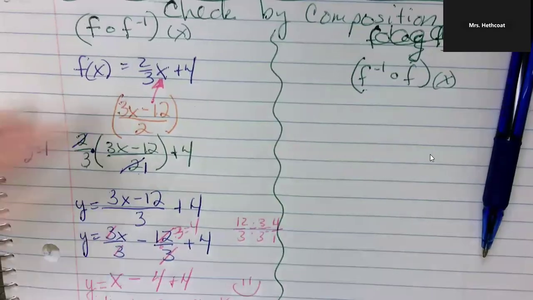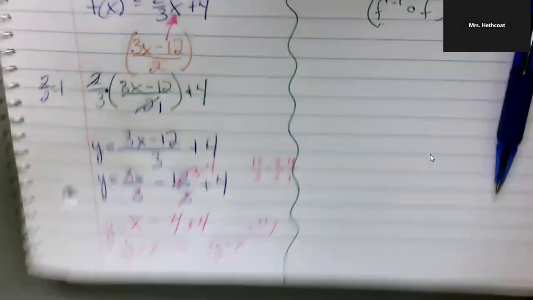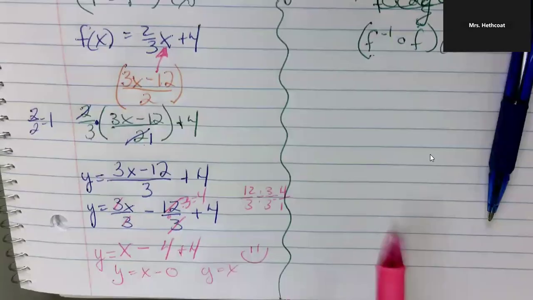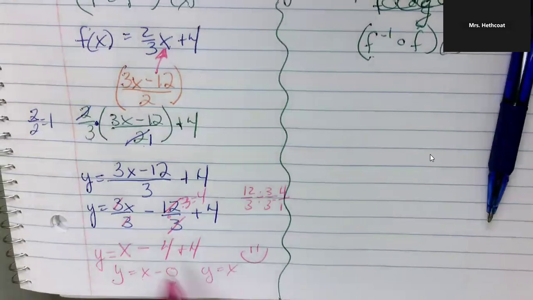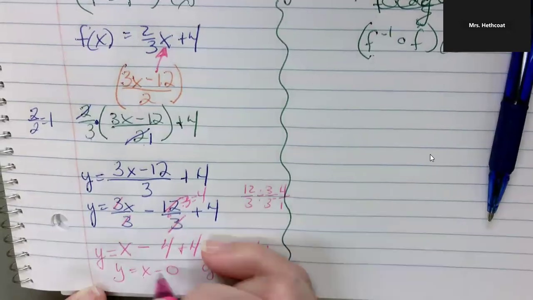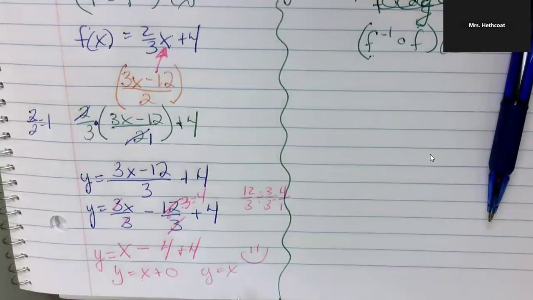Trying to get it to show, so sorry, give me a sec. There you go. All right, so we get x minus 0 because minus 4 plus 4, or it could be plus 0, same thing. y equals x, yay.